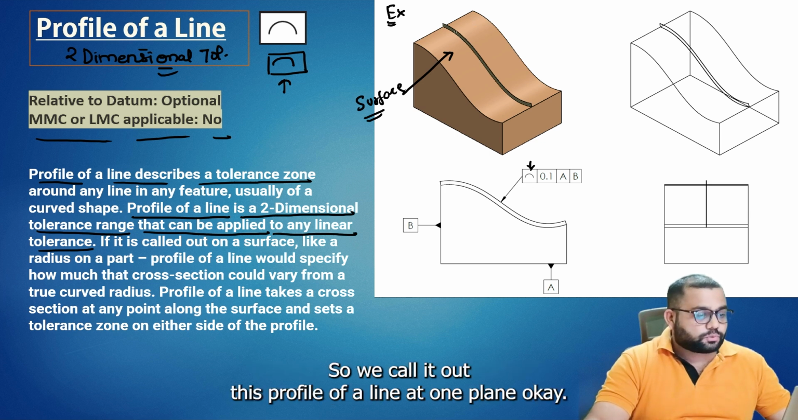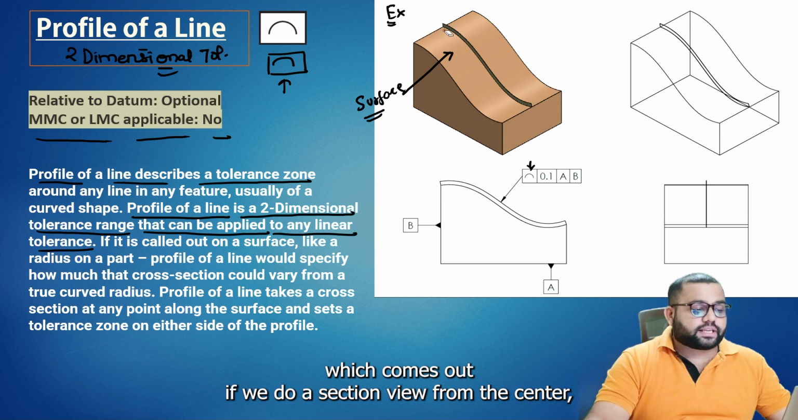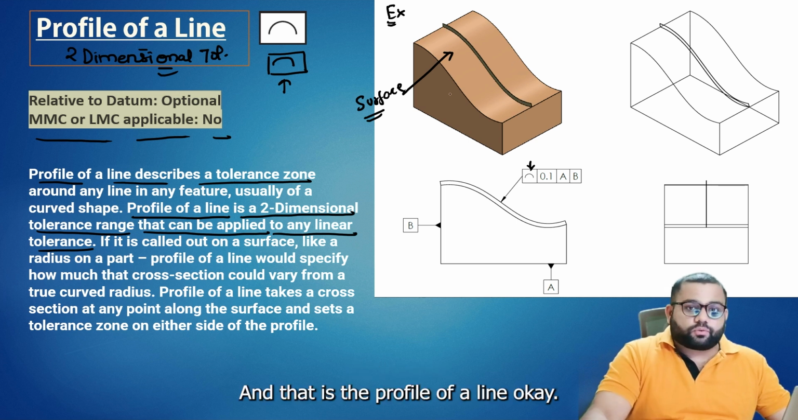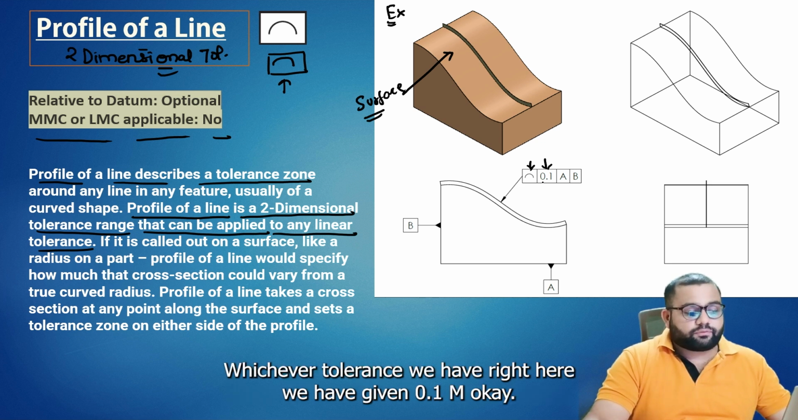We call out this profile of a line at one plane. If we cut this part at one plane and do a section view from the center, the line which comes out is a curved line, and that is the profile of a line. It should be within the tolerance zone, whichever tolerance we have provided. Here we have given 0.1 mm.